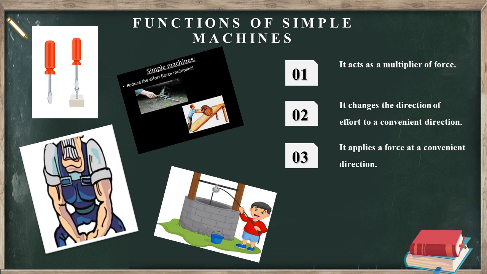Another function of simple machine is that the machine can apply force at a convenient point. Let's understand with an example. As children, all of you know it's difficult to tighten the screw with our hands. We cannot do it. But it can easily be done with the help of an instrument called screwdriver. In a screwdriver, we apply force at the handle, the force acts on the head of the screw and then moves the screw inside the table.